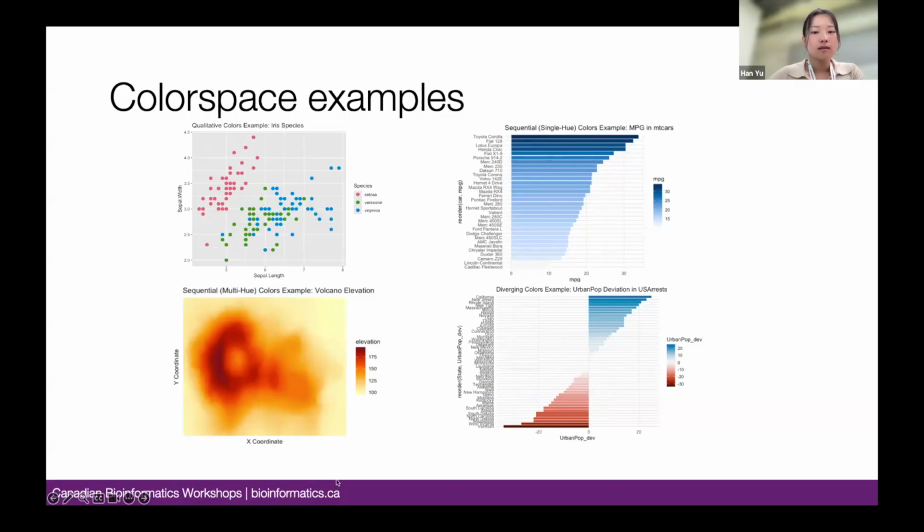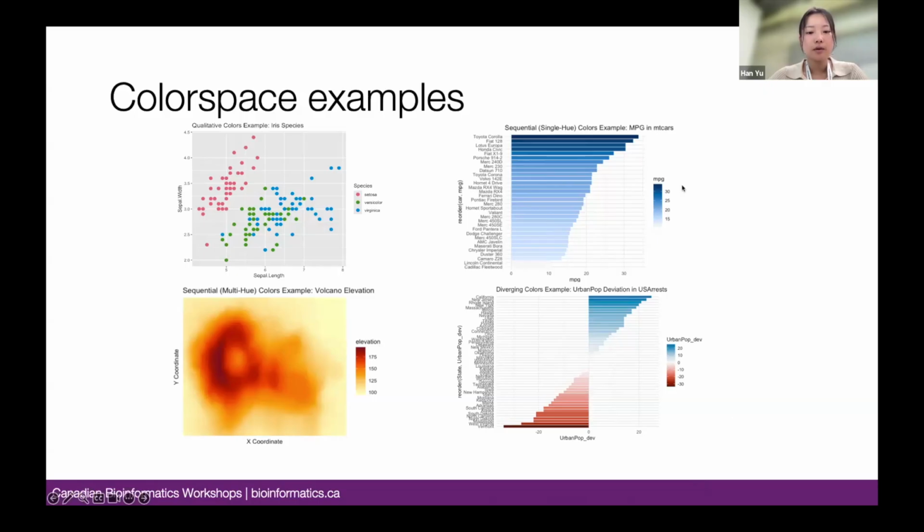So the third one, the bottom left example, we use a sequential or multi-hue color scale to visualize the built-in volcano data set as a heat map. This provides a 2D topographic view of elevation data, where the changes in color intensity represent the variations in terrain height. Multi-hue sequential scales are particularly useful in heat maps when we need to show smooth transitions across a continuous range, such as elevation, temperature, or density.